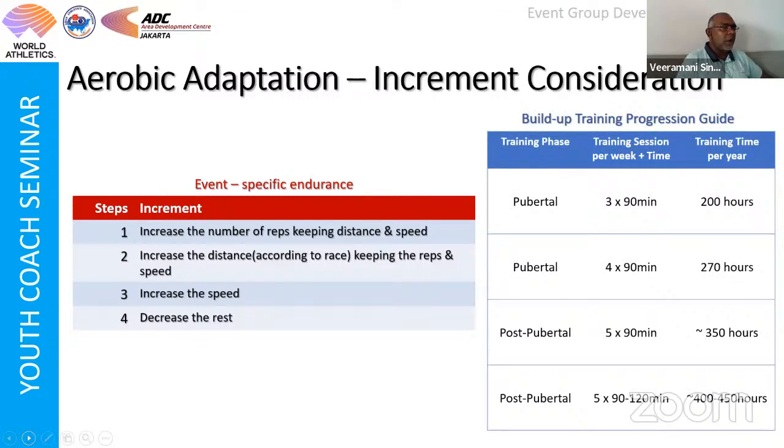Build up doesn't change much from our earlier stage. Of course, the volume still plays an important role in terms of days, in terms of time that's needed from puberty to post-puberty for them to be involved. Okay, next one. I will have a small activity for our guys to do.